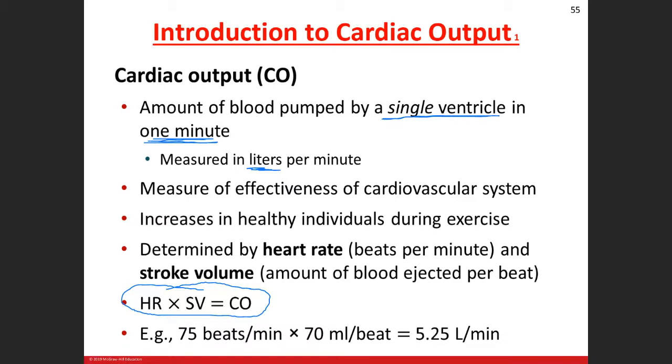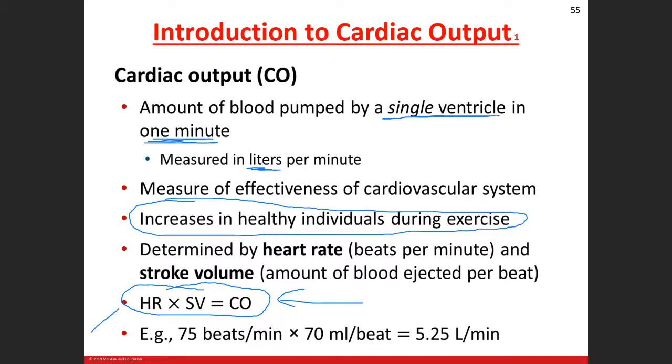And that's easy to think about. If you're just a math person, an equation person, perfect. When I say that cardiac output increases in healthy individuals during exercise, and then you look down at this equation here, why is that? Bingo. We're all sitting here, we're not doing anything really, so our heart rate should be pretty normal.